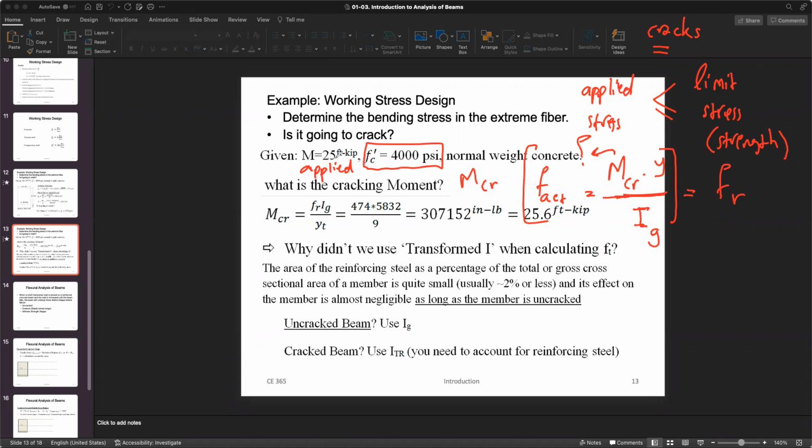Because this M of 25 is something I said, all right, don't care about this one anymore. I just want to know what moment causes it to crack, because I understood the 25 wouldn't crack it. So if I want to find the MCR, what would I say? I would say MCR is equal to FR times IG over Y, right? That's what you see here. FR, we already know that, right? What was FR? If you remember, we found it from this expression.